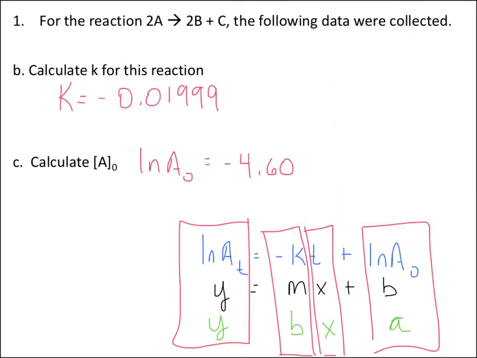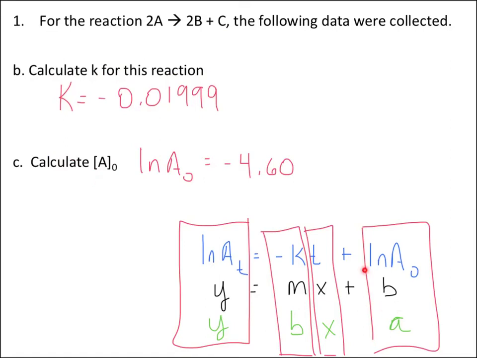All right, so I've gotten this information. It says calculate k for the reaction. There's nothing that I have to do to this, right? The slope of my line is my rate constant. I expect it to be negative because it's first order, so this is my rate constant, and the answer makes sense.